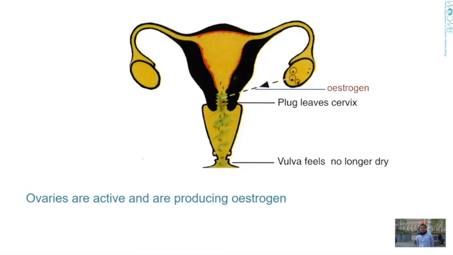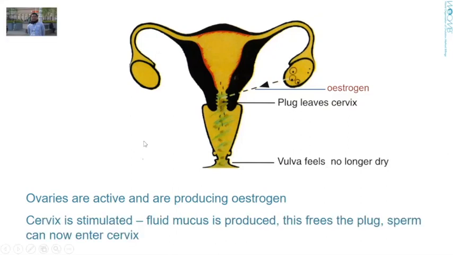Ovaries are active and are producing estrogen during the days of the mucus secretion or production. Cervix is stimulated. Fluid mucus is produced. It will now dislodge the plug. It frees the plug. No more plug. Cervix is open, and sperm can now enter the cervix. Possible pregnancy. Clear? So take note of this one.